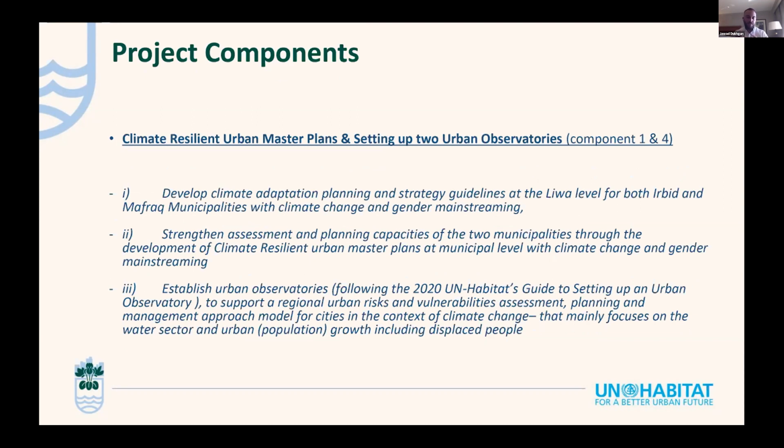LIWA is the district, so it's bigger than a municipality, for both Irbid and Mafraq municipalities with climate change and gender mainstreaming. We're going to strengthen the assessment and planning capacities of the 2 municipalities through development of climate resilient urban master plans at a municipal level with climate change and gender mainstreaming.